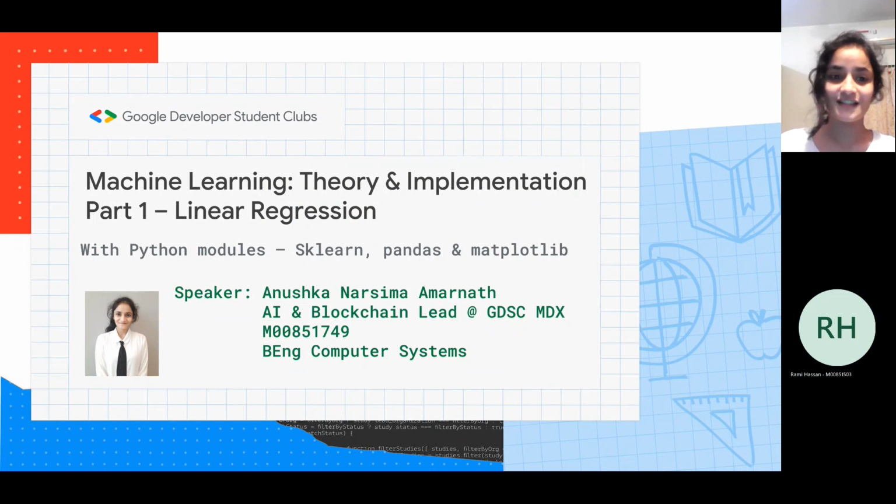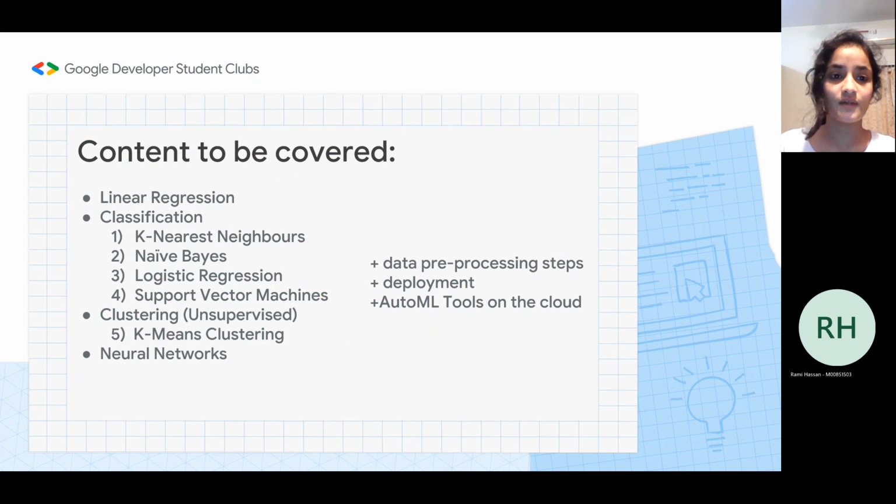Thank you. Okay. So my name is Anushka and I'm the AI and blockchain lead at GDSC. And today we're going to do the first session in machine learning. I'm going to cover both theory and implementation. And our first model is linear regression. So in this series, other than linear regression, I'm going to cover different classification models. There's k-nearest neighbors, naive Bayes, logistic regression, SVM, and there might be more.